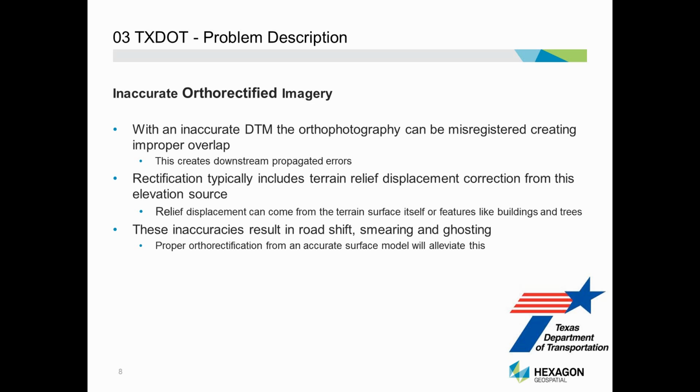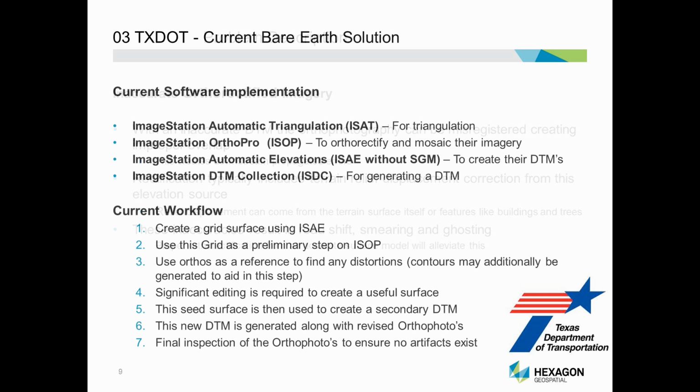These inaccuracies result in road shift, smearing, and ghosting. I briefly spoke of this, and proper orthorectification from an accurate surface model will alleviate this. So again, the removal of features such as trees, buildings, cars and trucks creates a surface that is homogeneous, and therefore the orthorectification will be draped over the elevation source, not the imagery that's being affected by it, based on the elevation differences of the surface model in question.